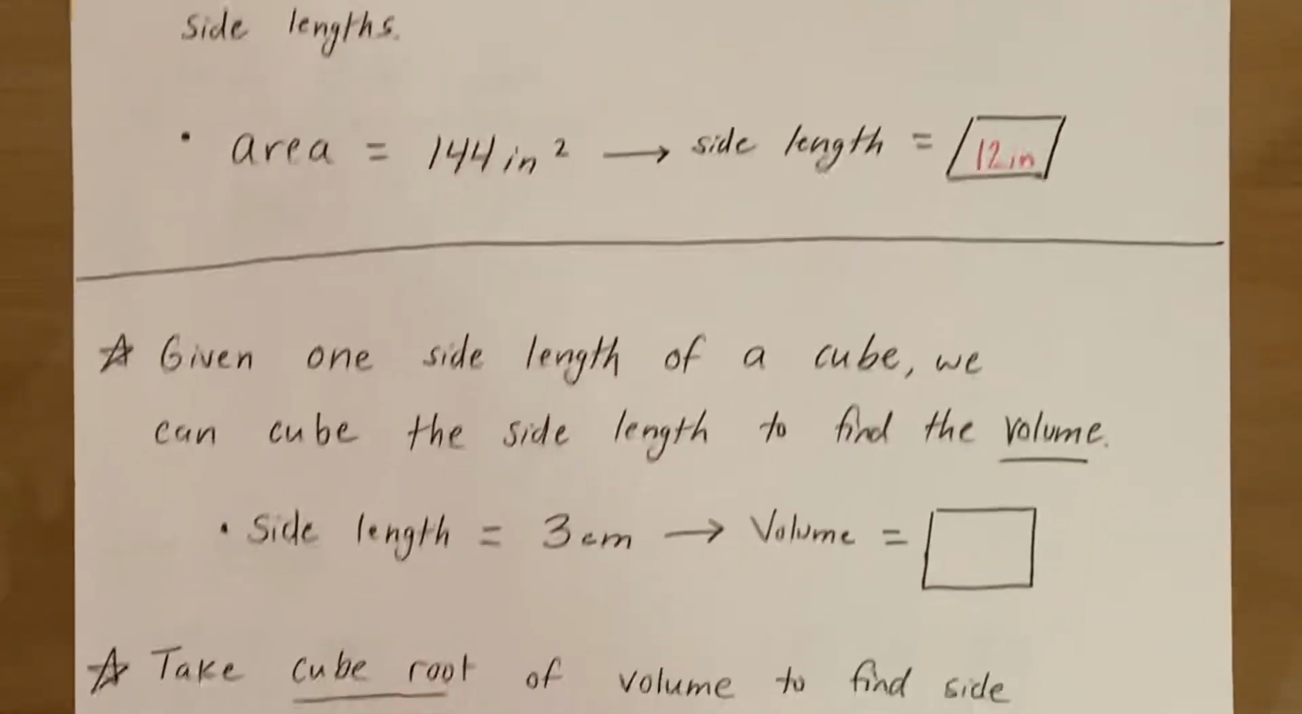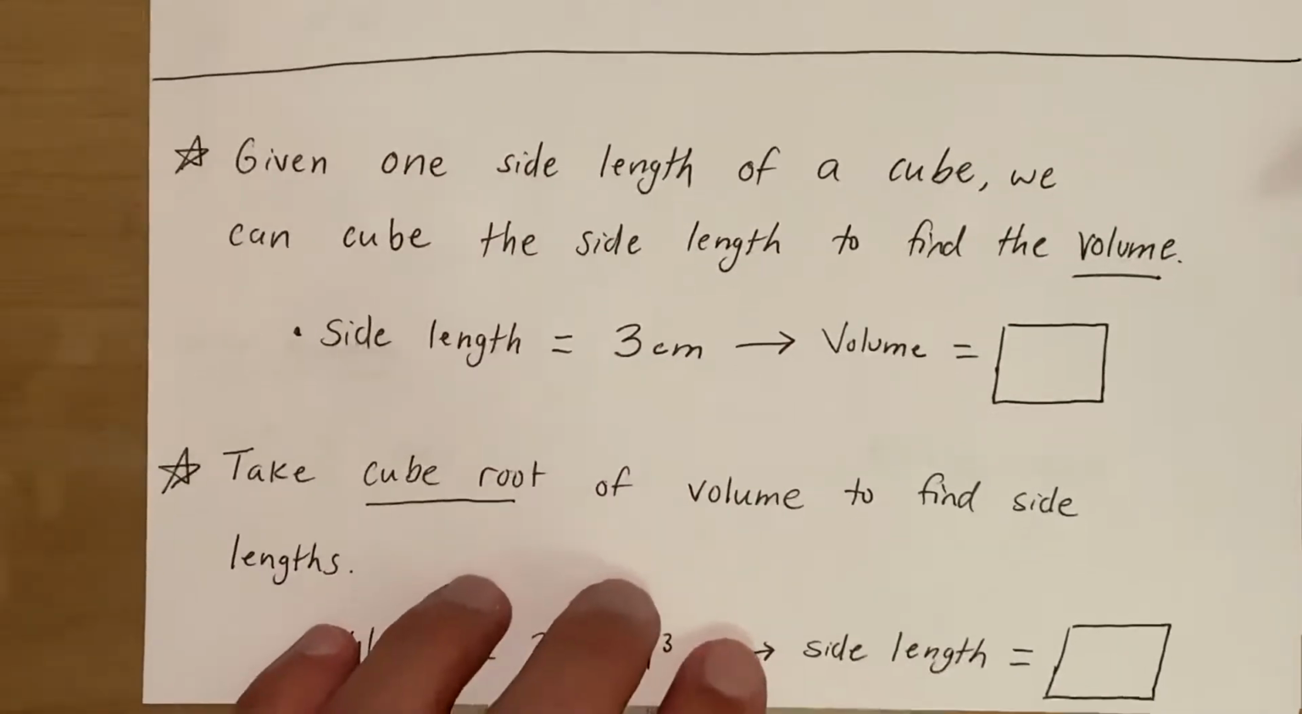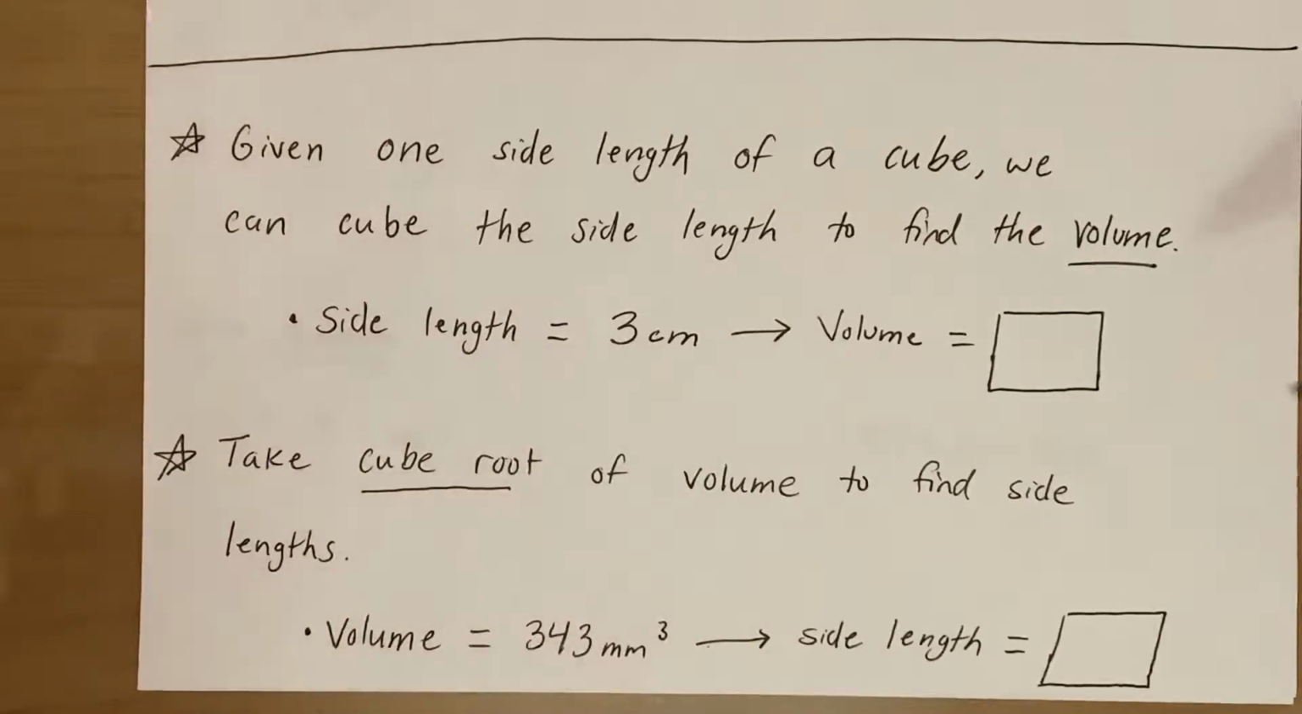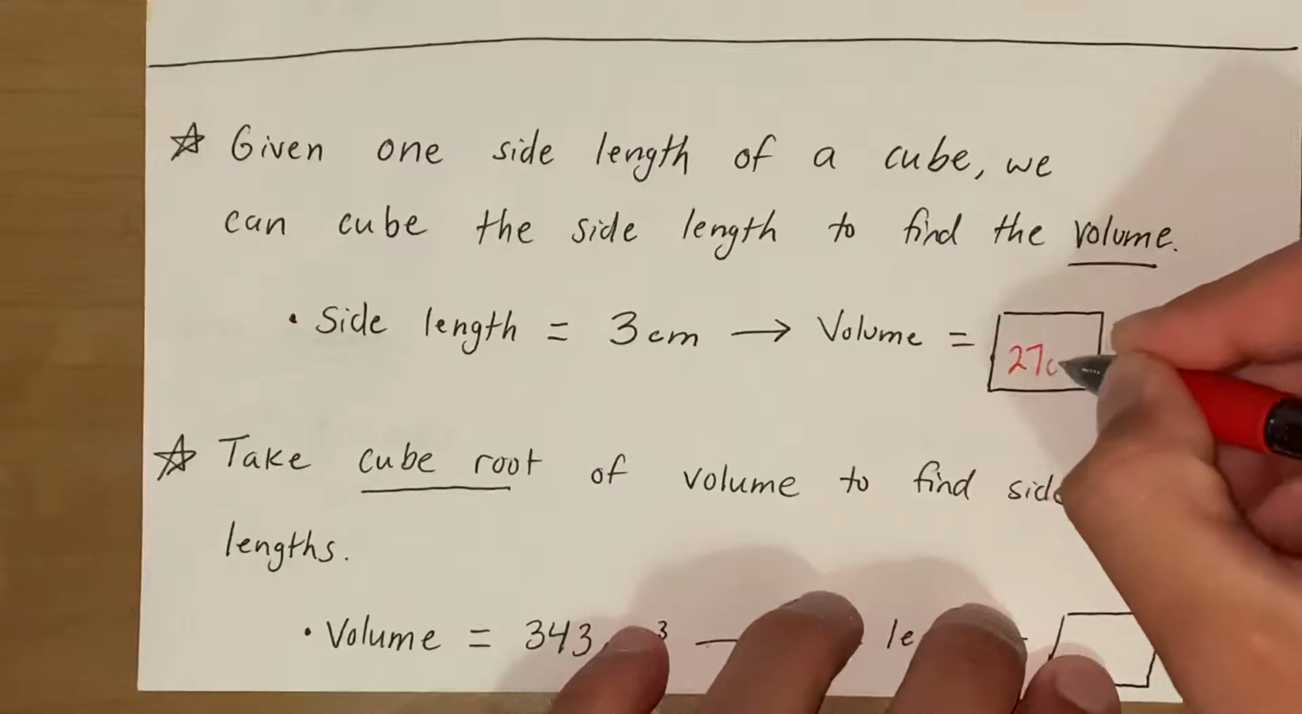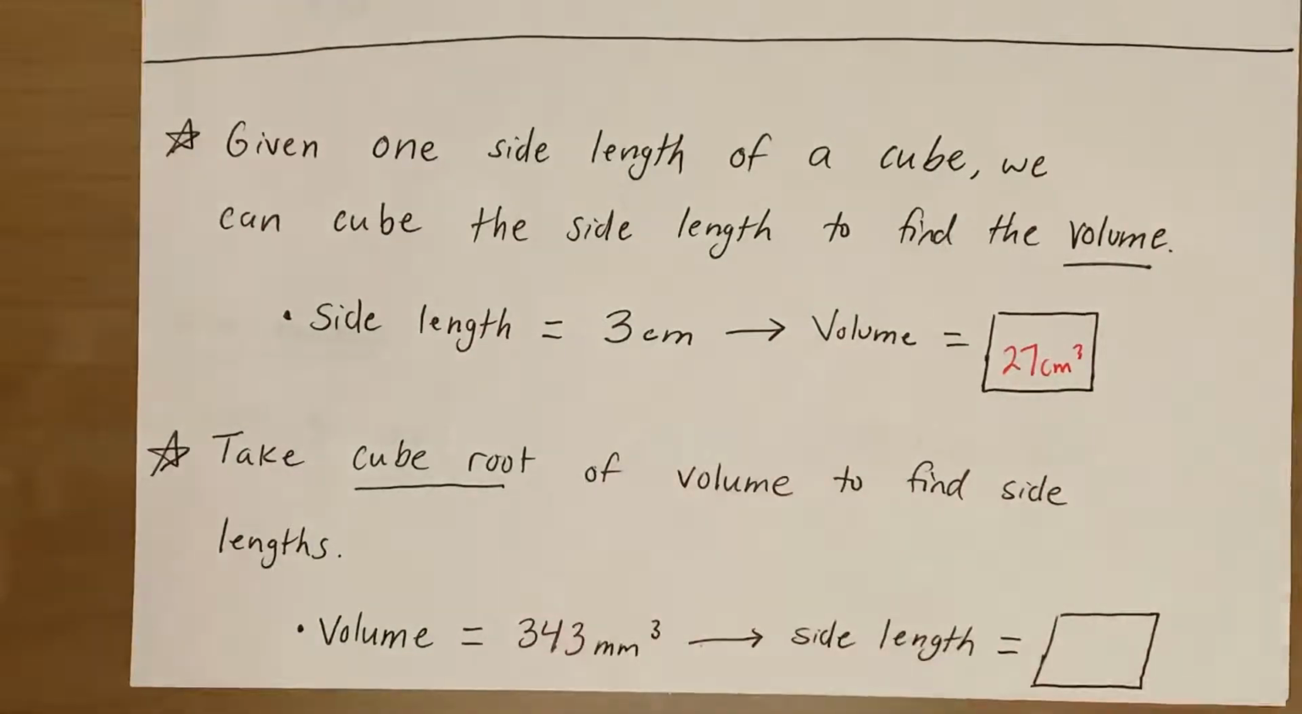Okay, so now let's look at how this works with cubes. It says, given one side length of a cube, we can cube the side length to find the volume. So we have our side length of 3, and we're trying to find the volume. A cube is a three-dimensional shape. That's why we can find the volume. It has a length, a width, and a height, so it can hold things. And it's made up of squares, so all the side lengths are the same. That's why we can just cube this number. So 3 cubed gives us 27 cubic centimeters.